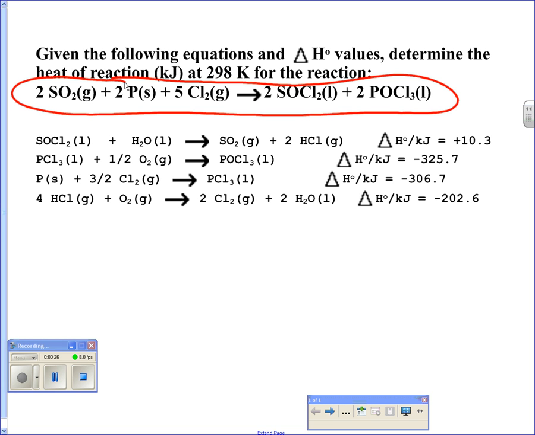So the first thing I'm going to do is see that I need two SO2s. I'm going to number my reactions so that I can trace them as I write them down. I see that I need an SO2, and in reaction 1 there's an SO2, but it's on the wrong side. It is a product, and I need it as a reactant. So I'm going to flip it and write SO2, keeping up with the states of matter.